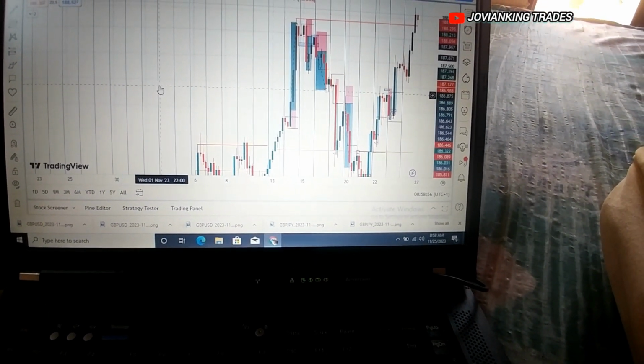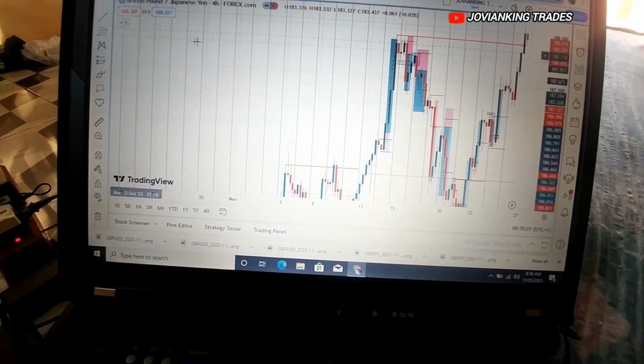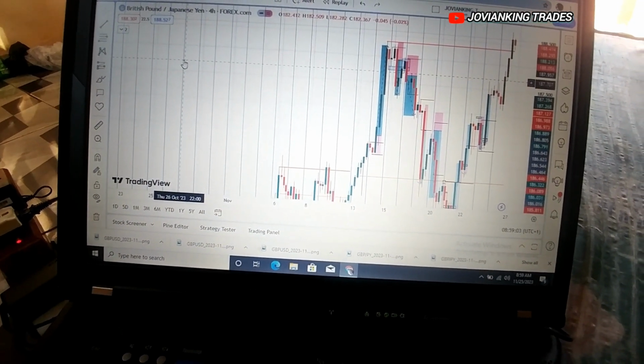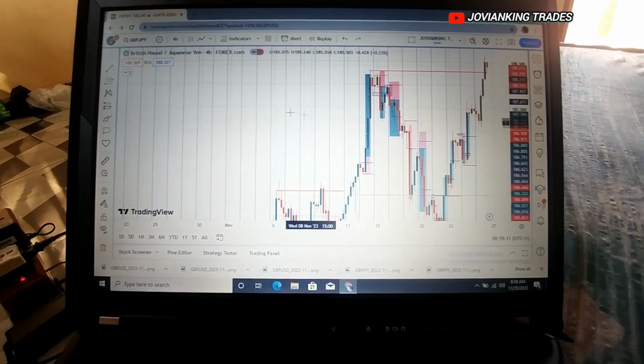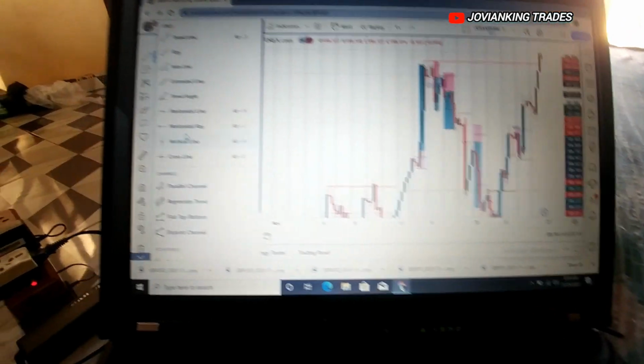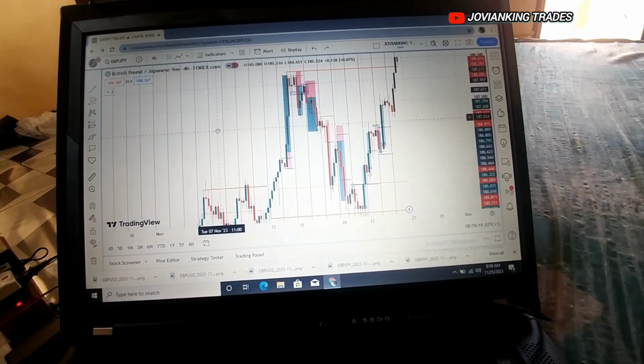You can also decide to add your horizontal lines. Sorry, these are vertical lines. You can decide to also add your horizontal lines for the psychology level. So see where you come to get your horizontal lines. But that's not it for now.